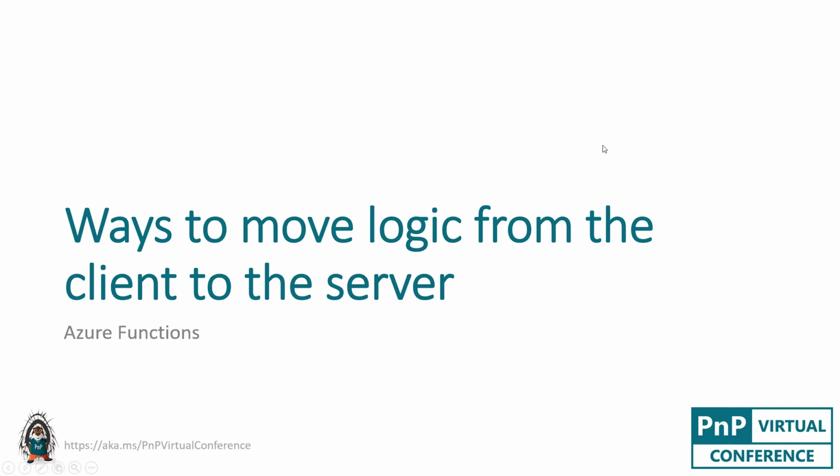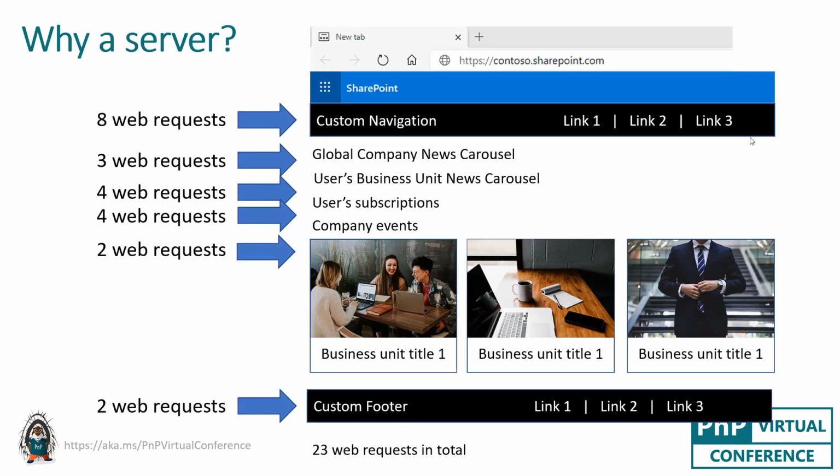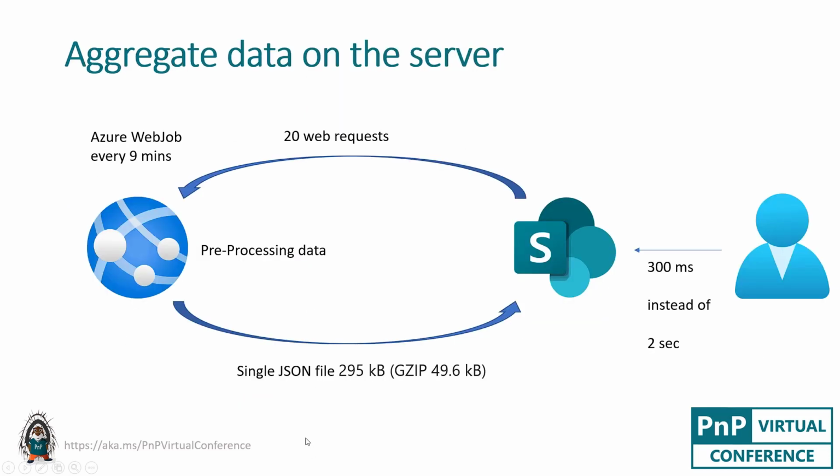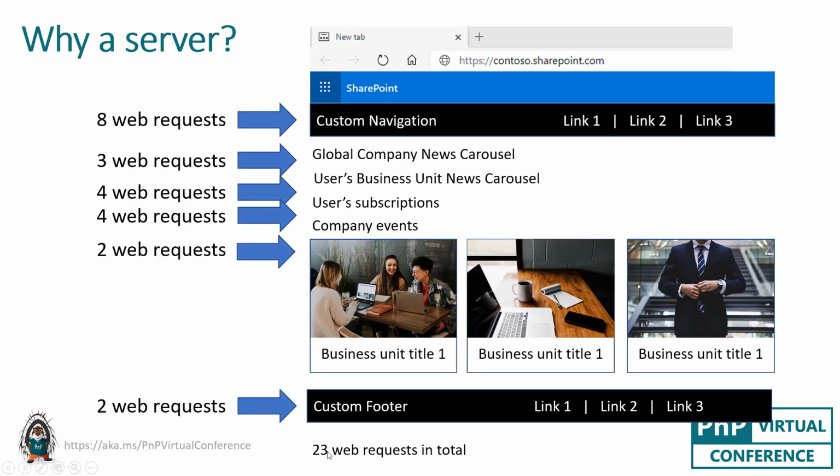The next way to improve your app is to move some logic from the client to the server. And this is maybe where the biggest improvement will come if you have really customized pages. Let me show you what I mean. This is what we had. We had 8 web requests for the navigation, 4 for that web part, 4 for another. In general, we had 23 web requests.